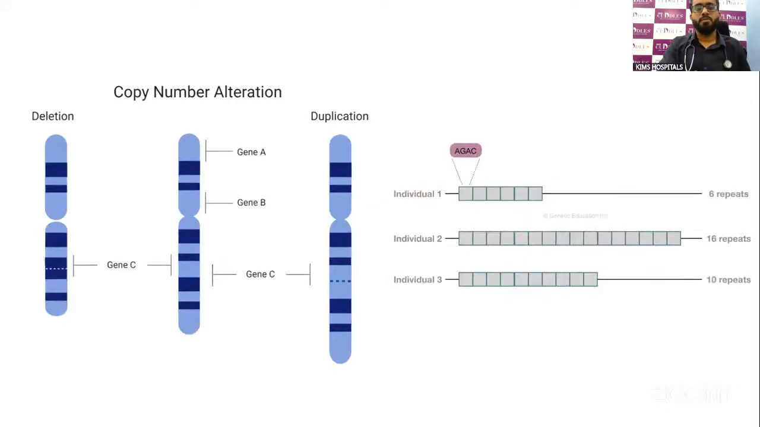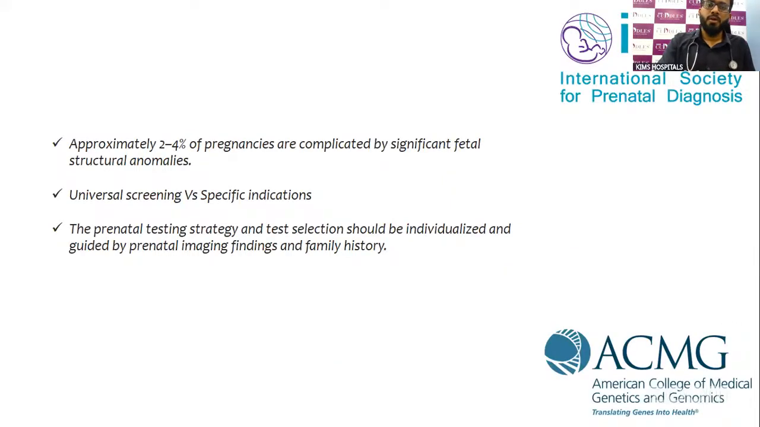So we use the term copy number variations in chromosomal microarray. Just like we used single nucleotide variations in monogenic disorders, in chromosomal deletions and duplications we use the term copy number variations. So you hear CNVs in the chromosomal microarray report, and you talk about SNVs, that is single nucleotide variations or mutations, in a whole exome sequencing report. So coming to the incidence, how common are these? Approximately 2 to 4% of pregnancies are complicated by some significant structural anomalies.